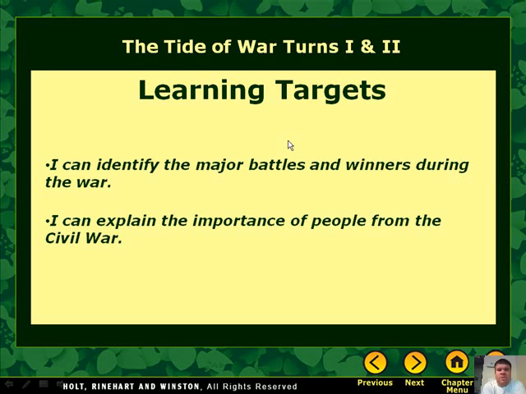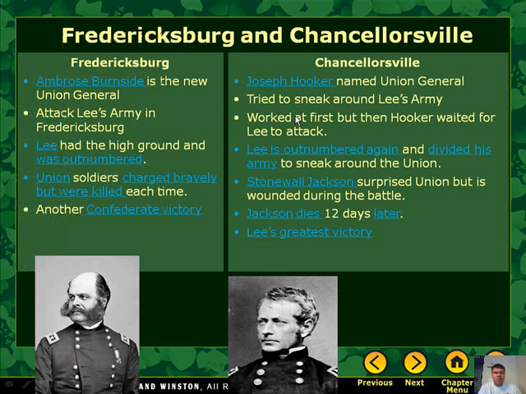Your learning targets are that you can identify major battles and winners during the war, and that you can explain the importance of people from the Civil War. So we're going to be talking about three major battles in this section and a couple of different people to remember. All right, let's get started.